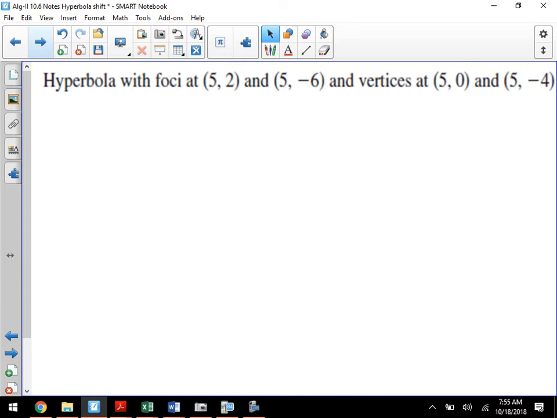So I'm saying that we have a hyperbola with foci at (5, 2) and (5, -6), and vertices at (5, 0) and (5, -4). I want to go ahead and rough sketch that so I can decide which way things are open.